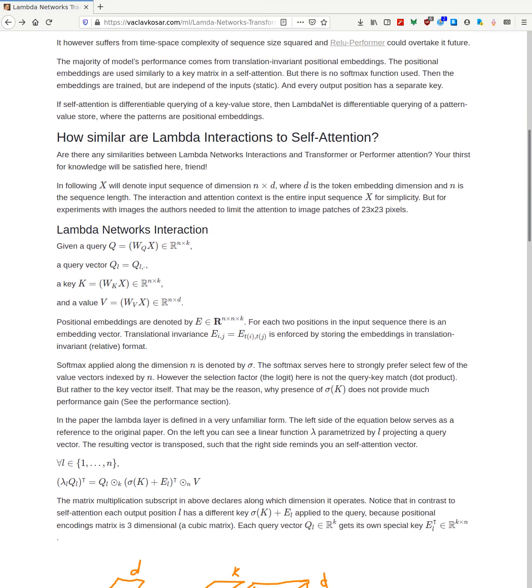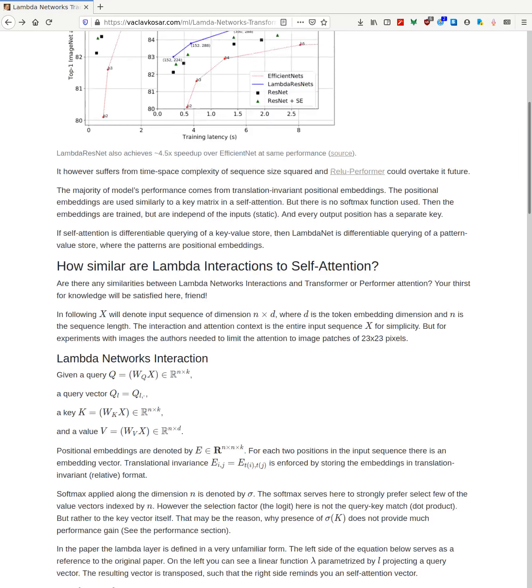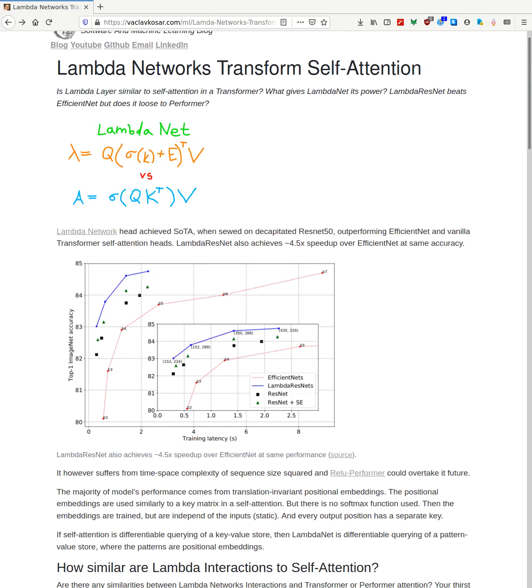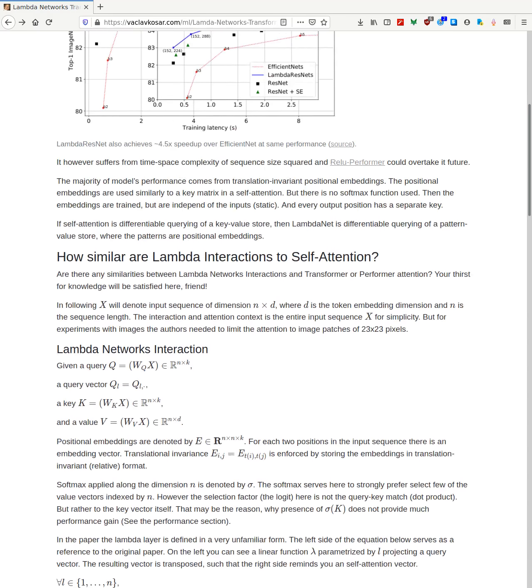Okay. So let's get back to the Lambda networks. The majority of the model's performance, and this is the interesting part, where do you think it comes from? In this orange equation, you're right, it comes from these embeddings. And this weird softmax, which is applied only to keys, doesn't contribute very much. Yes, this is the three-dimensional embeddings. That's where the performance comes from.